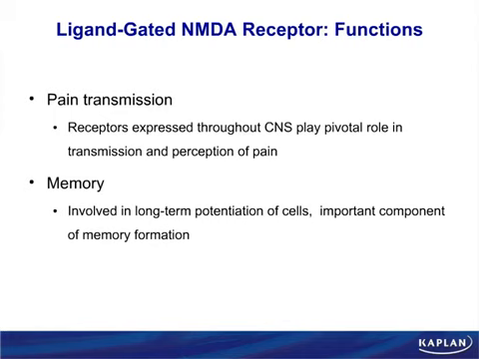Number one, pain transmission. The NMDA receptor is very important. We have lots of NMDA receptors in the CNS, and it is well described that NMDA receptors are involved in the transmission and ultimate perception of pain.